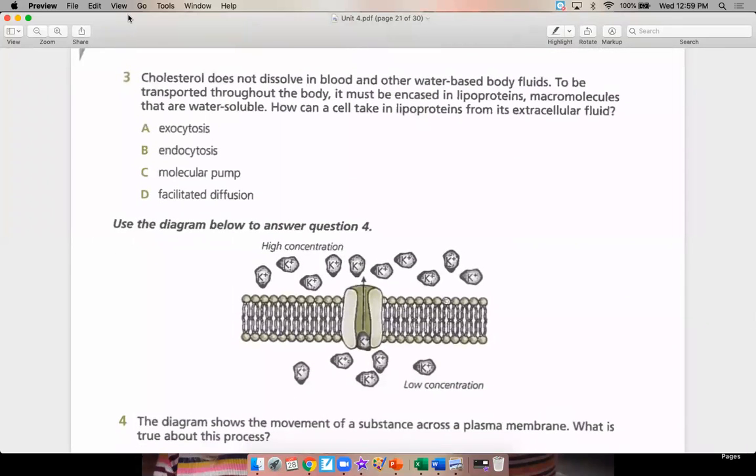3, cholesterol does not dissolve in blood and other water-based bodily fluids. To be transported throughout the body, it must be encased in lipoproteins, macromolecules that are water-soluble. How can a cell take in lipoproteins from the extracellular fluid? A is exocytosis, B is endocytosis, C is a molecular pump, or D is facilitated diffusion. I will point out that it says this is a macromolecule, a large molecule.